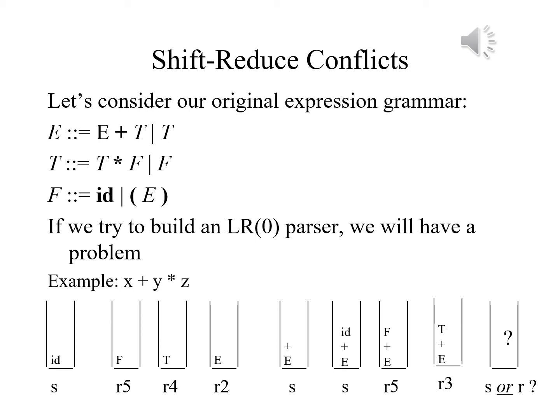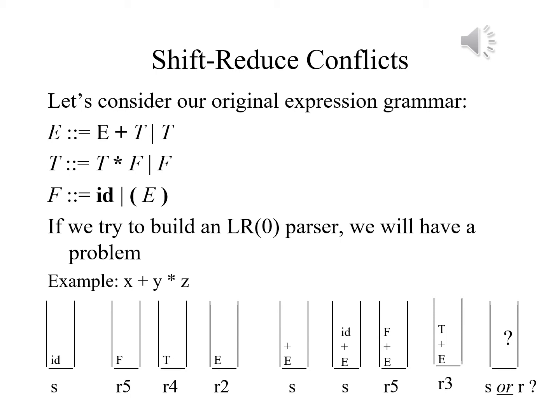We reduce by production 2 now. E derives T, popping the term and pushing the expression. We will then shift past the plus sign, pushing it on the stack, and do the same for identifier. We reduce by production 5, replacing identifier with factor, and then reduce again, replacing factor with the term.